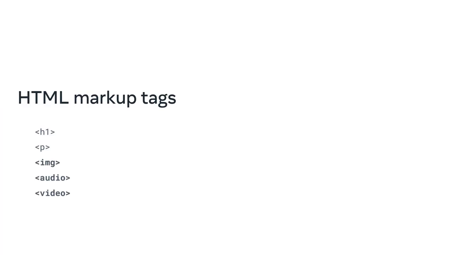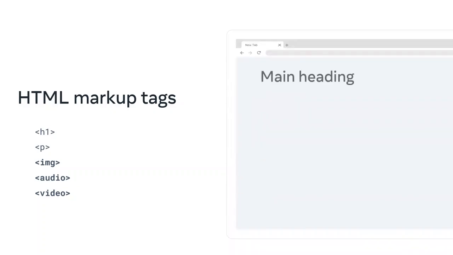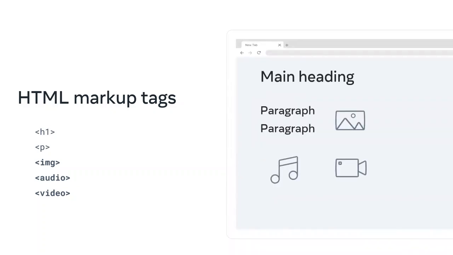HTML stands for Hypertext Markup Language. It works by using something called markup tags. These tags describe the content that is displayed in the browser window. This content can be things like headings, paragraphs, images, and even multimedia elements such as audio and video. The way HTML describes the content is known as markup.